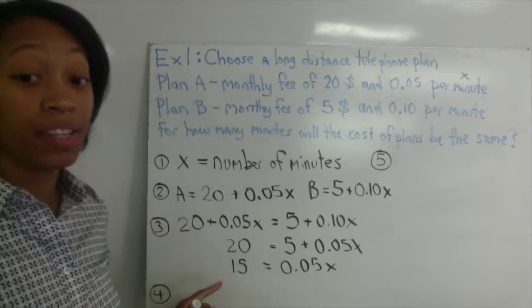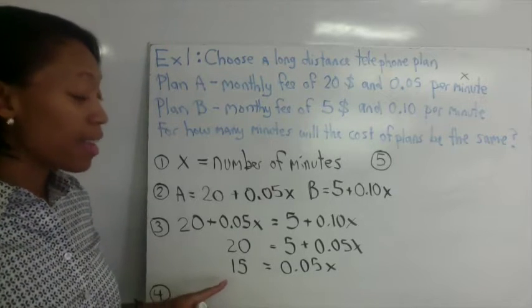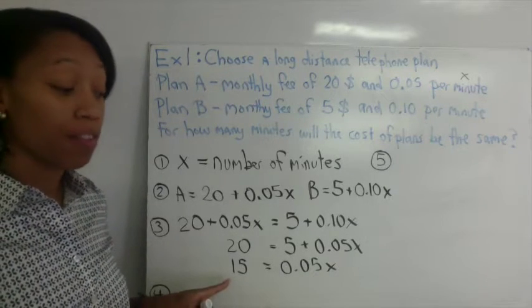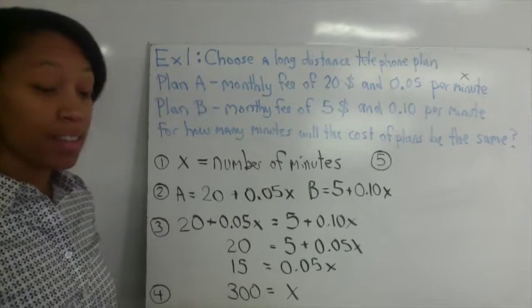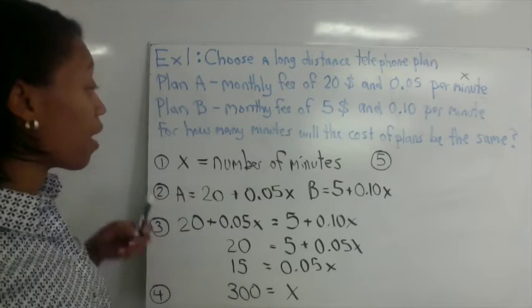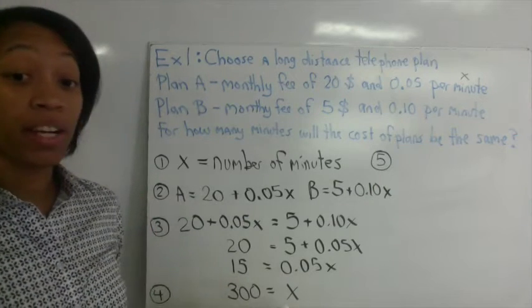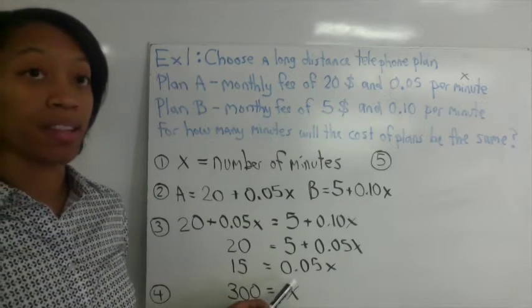That gives us 15 equals 0.5x. And last step, divide by 0.5. Okay, so it looks like I got 300 equals x. So I have decided that at 300 minutes the plans are going to be equal.